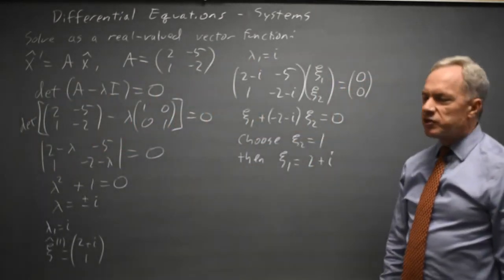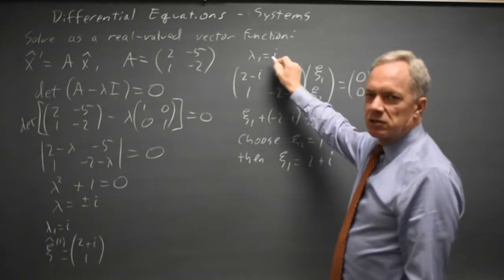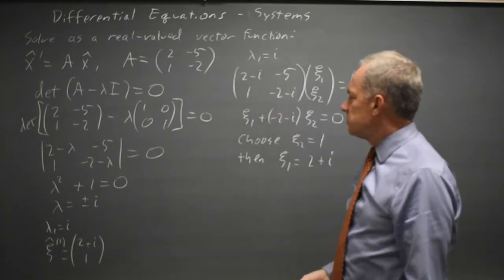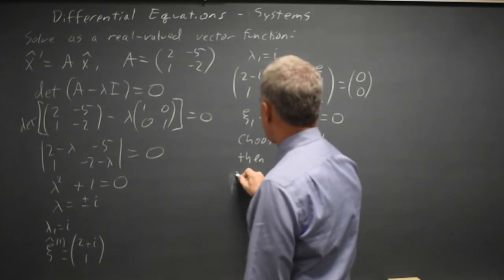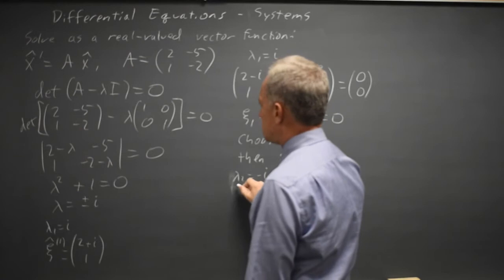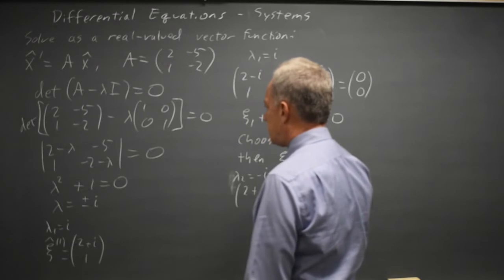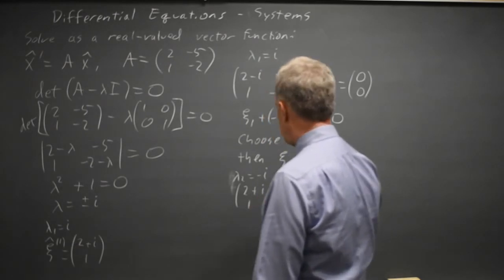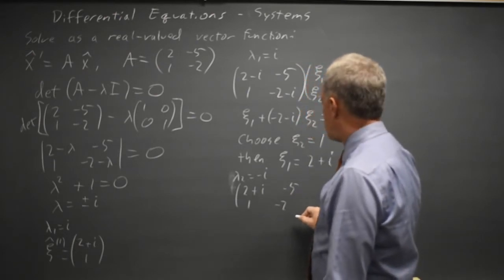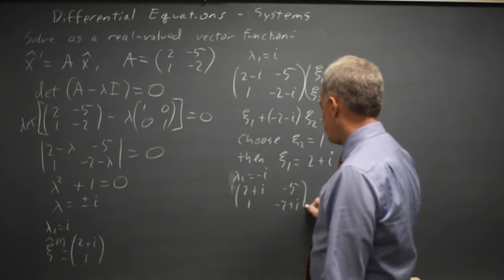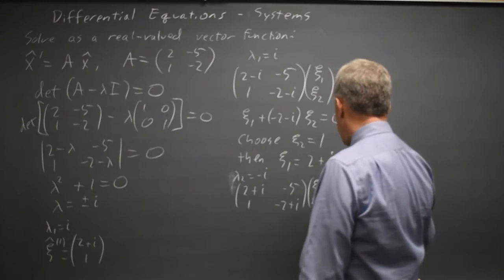If I do the same thing to find my second eigenvector, I'll find that the eigenvector corresponding with a conjugate eigenvalue is the conjugate of the eigenvector. Let's do that. Lambda 2 equals negative i, so I have [2 minus negative i is 2 plus i, -5; 1, and negative 2 minus negative i is plus i], times xi1, xi2, equals the 0 vector.